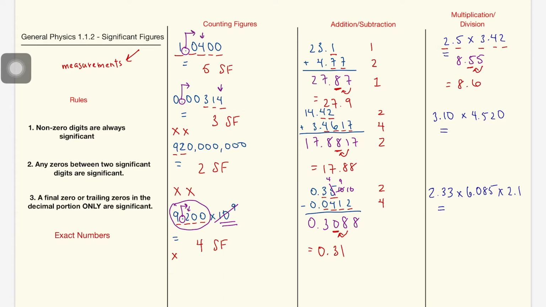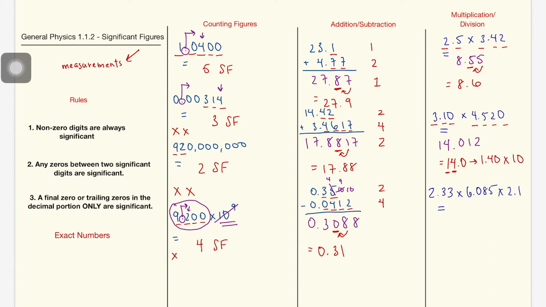Our next problem is 3.10 multiplied by 4.520. 3.10 has 3 significant figures, while 4.520 has 4 significant figures, which means we're looking for a final answer with 3 significant figures. When multiplied together, this gives us 14.012, but when rounded to the third significant figure, we get 14.0. This can be converted to scientific notation as 1.40 times 10.